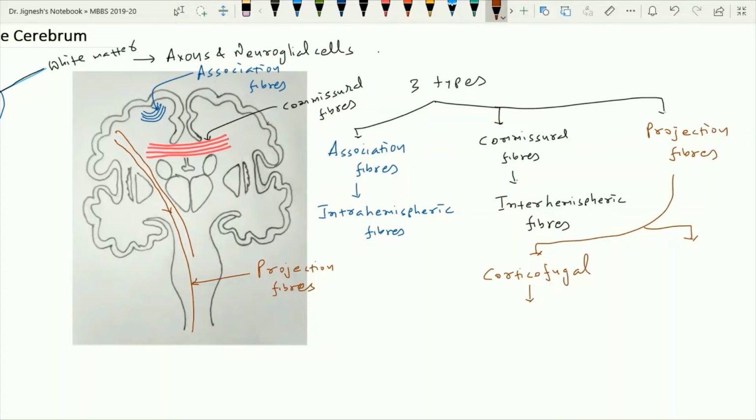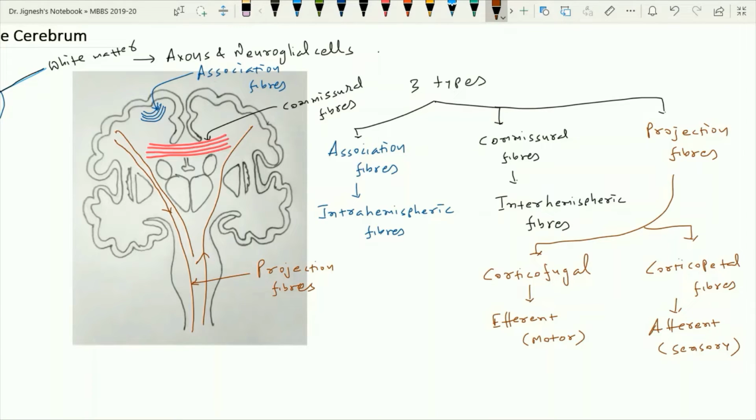These corticofugal fibers are always efferent in nature, and so they are always motor. While the other projection fibers come from the spinal cord or from the subcortical area to the cortex, and this type of fibers are called corticopetal fibers. These corticopetal fibers are always afferent in nature, so they are always sensory. The tracts are examples of the projection fibers.